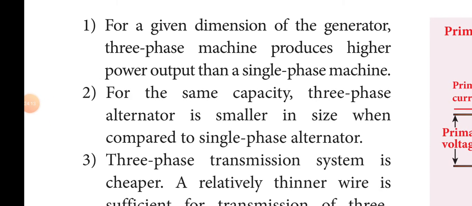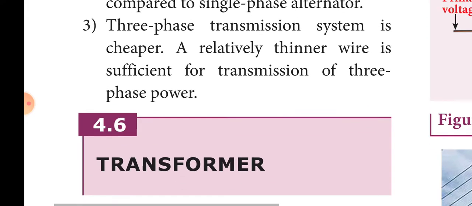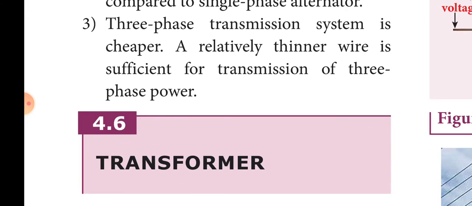And next important point, what are the advantages of using a 3-phase alternator? The first point tells us, for given dimensions of the generator, 3-phase machines produce higher power output than a single phase machine. Second one, for the same capacity, the 3-phase alternator is smaller in size when compared to a single phase alternator. The third one, the 3-phase transmission system is cheaper. A relatively thinner wire is sufficient for transmission of 3-phase power.